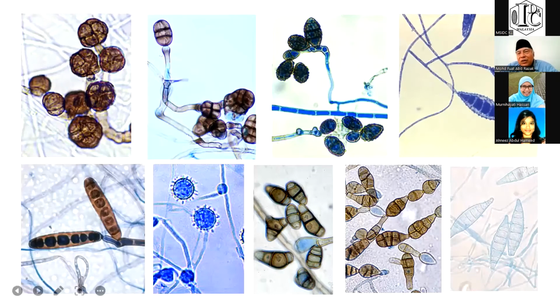This is Microsporum. There are 1, 2, 3, 4, 5 cells here. This is Cavalaria, 1, 2, 3, 4, mostly 4 cells in the macroconidia. This is Histoplasma, even though it is 1 cell, the size is so big. It is so different from the microconidia it produces, so we still call this one macroconidia.